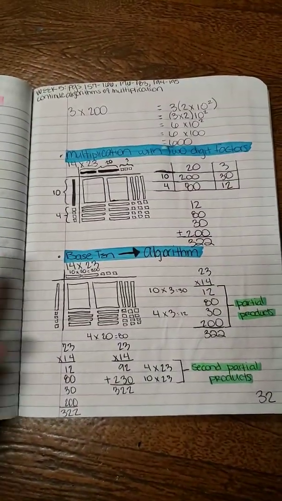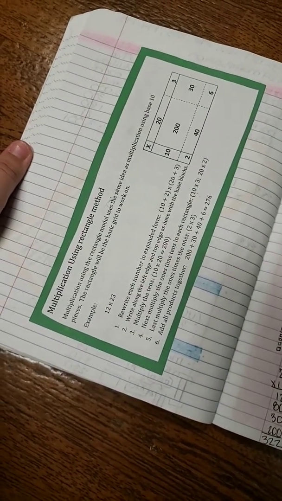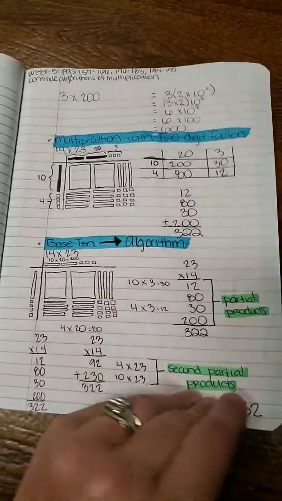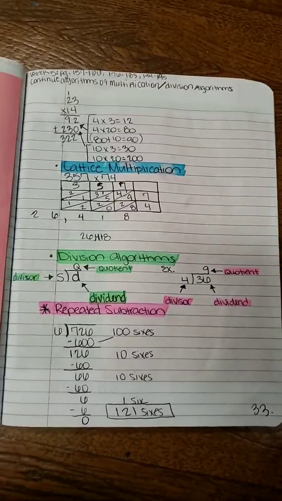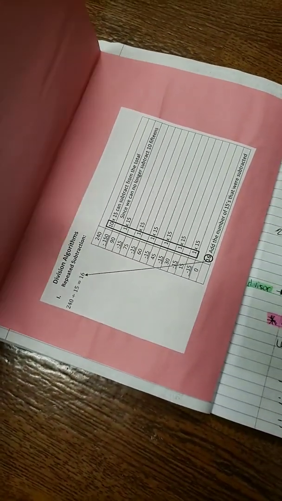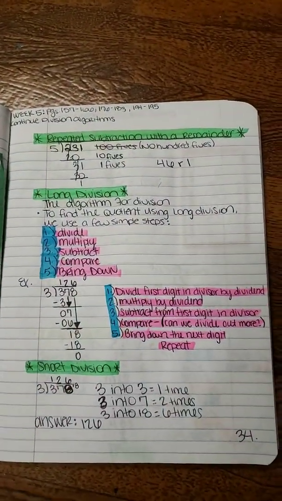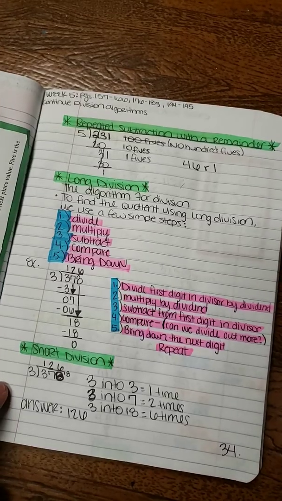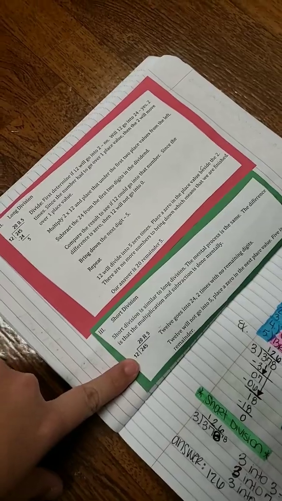This is in week 5. Continue algorithms of multiplication was another worksheet I cut out and glued. Continue algorithms of multiplication with division algorithms was the lattice multiplication, and then the division of algorithms worksheets. This is just continuing division algorithms, and with the long division and short division.